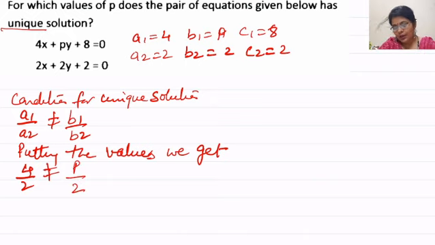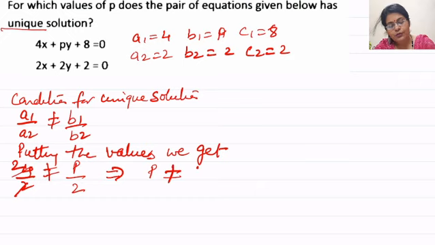So what do we get over here is 2 2s are 4. So it implies p is not equal to 4. So what will be our answer? Because they are not concerned with the value of 4, they are concerned with the value of p. So what we have to write in our answer?